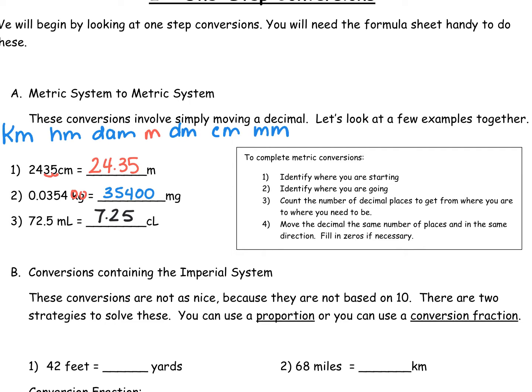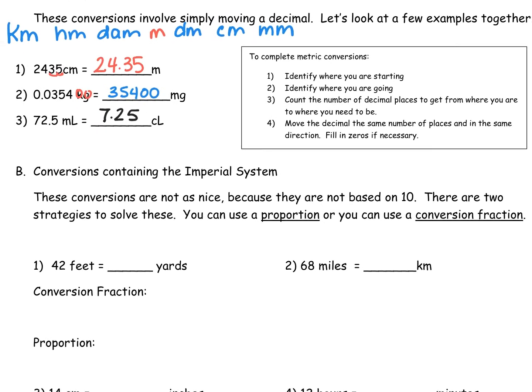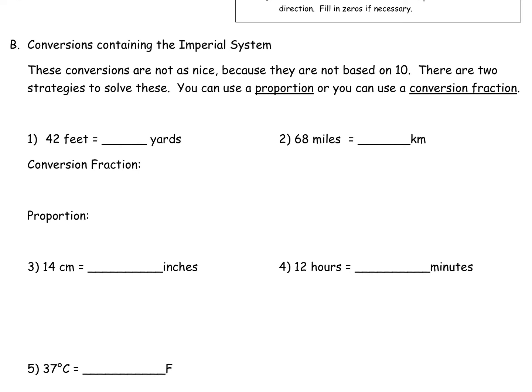Okay, so metric conversions are very easy. The way that you'll recognize them is when you say the units, like if you actually say the words that the abbreviations represent. Centimeters, meters, we hear the word meters twice. Kilograms, milligrams, we hear the word grams twice. Milliliters, centiliters, we hear the word liters twice. So if there's repetition of the word, then you know that it's a metric conversion and you're just moving the decimal.